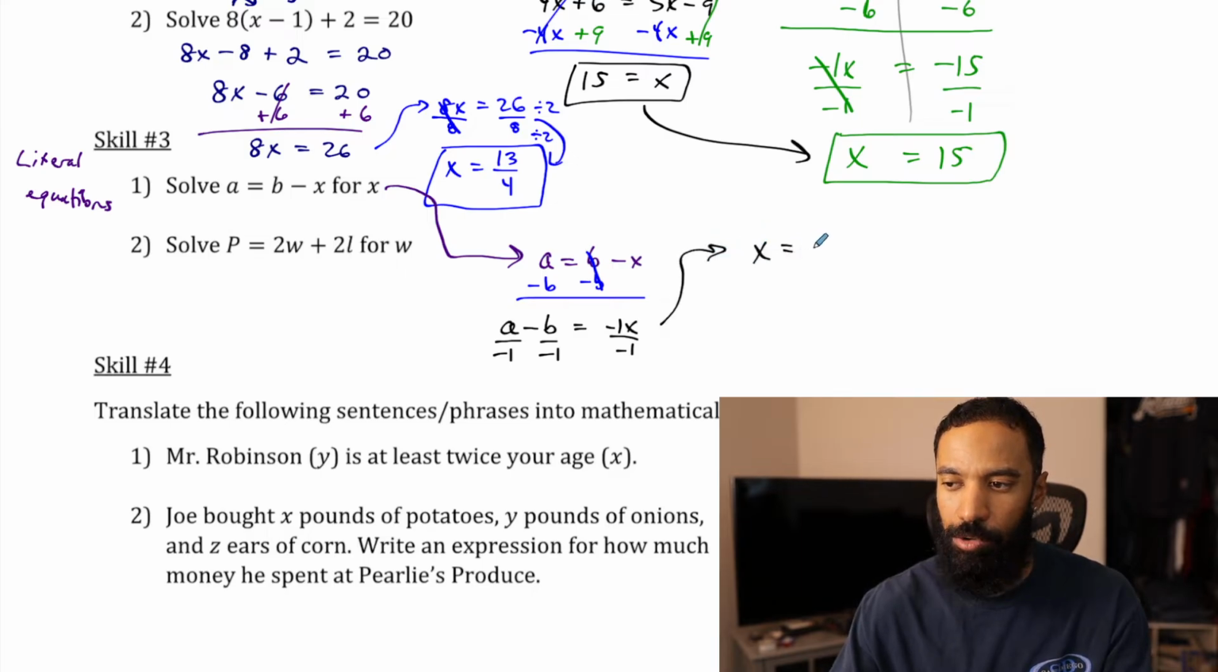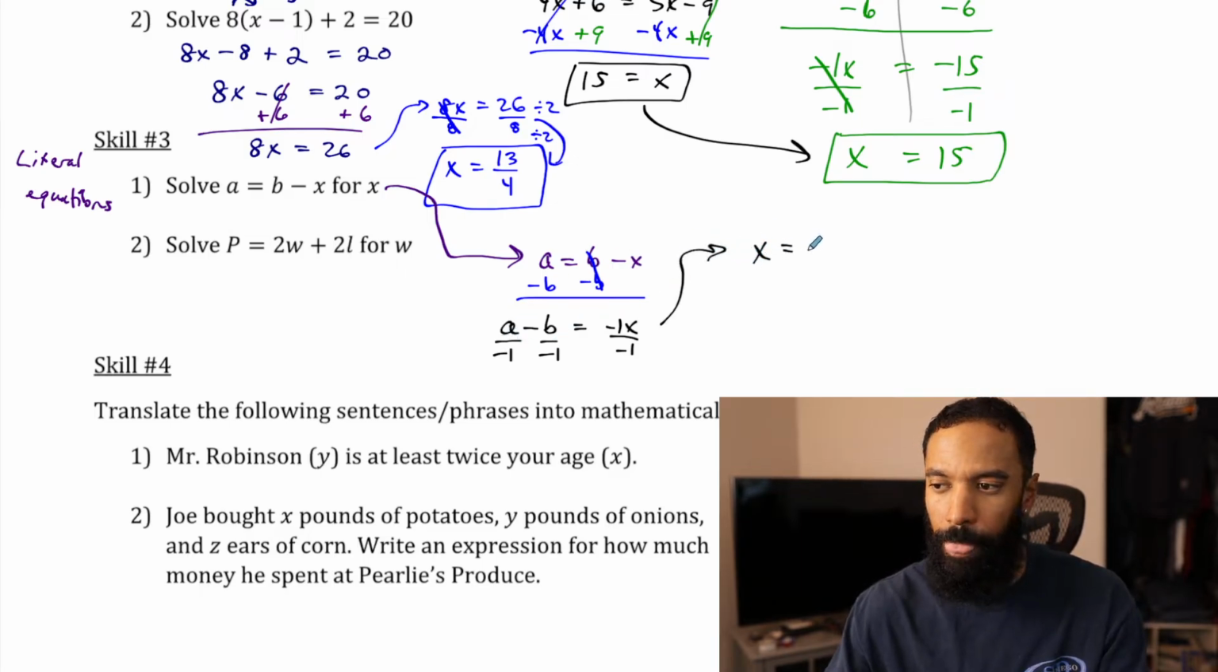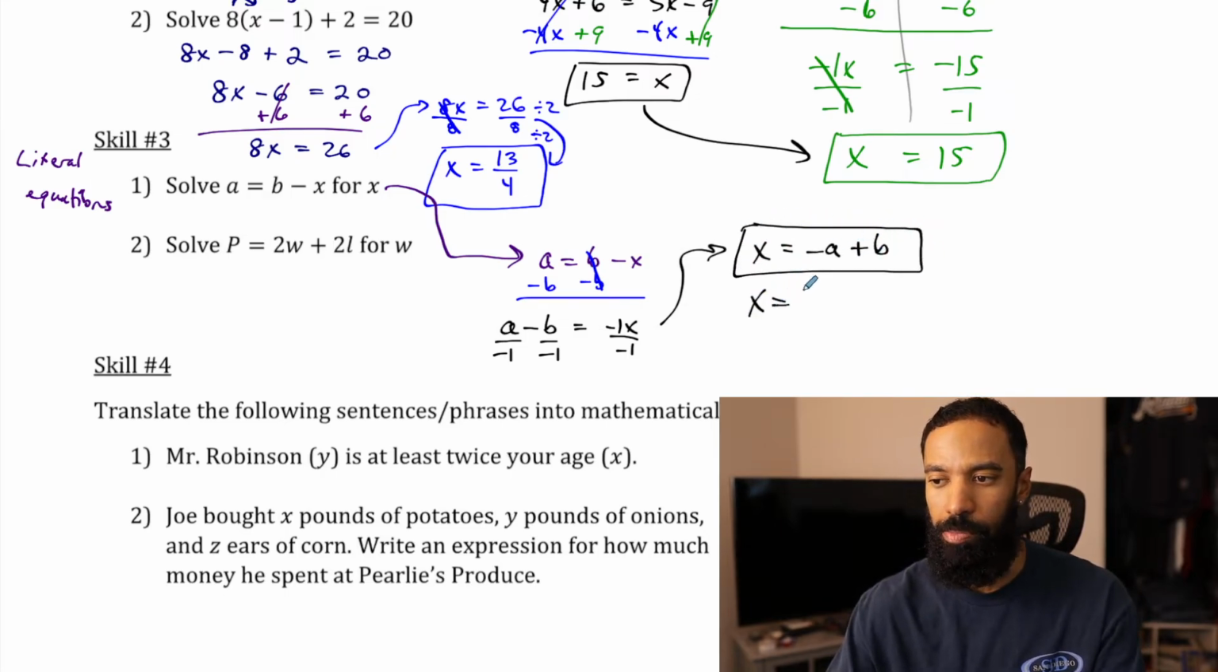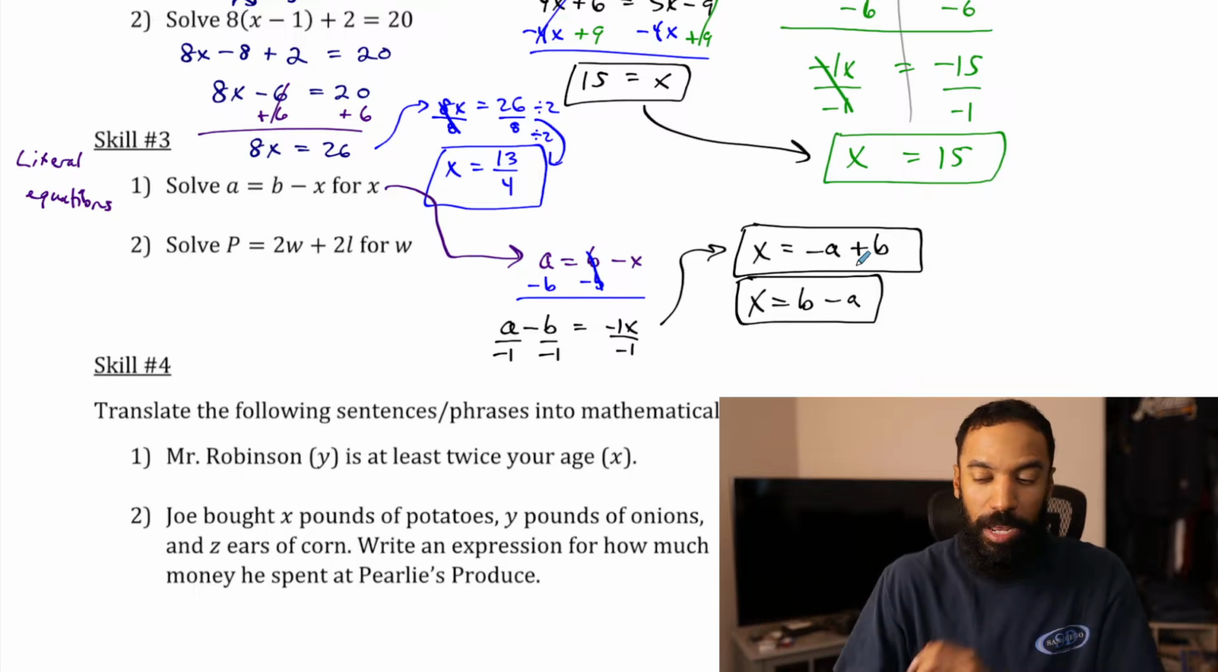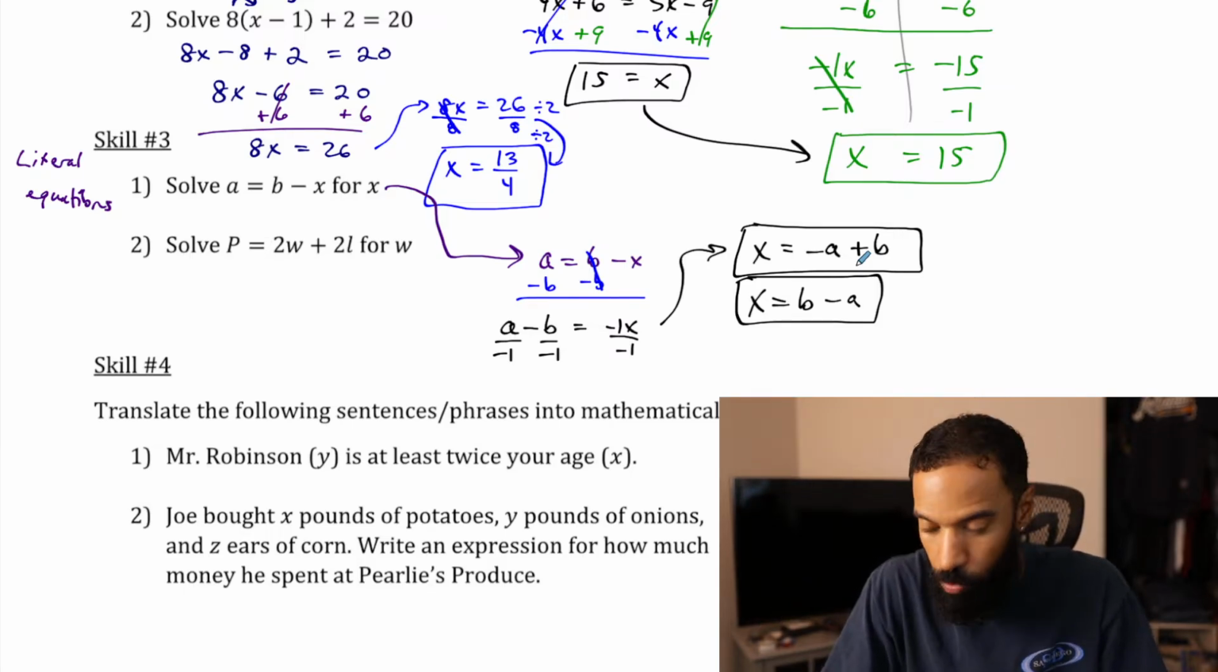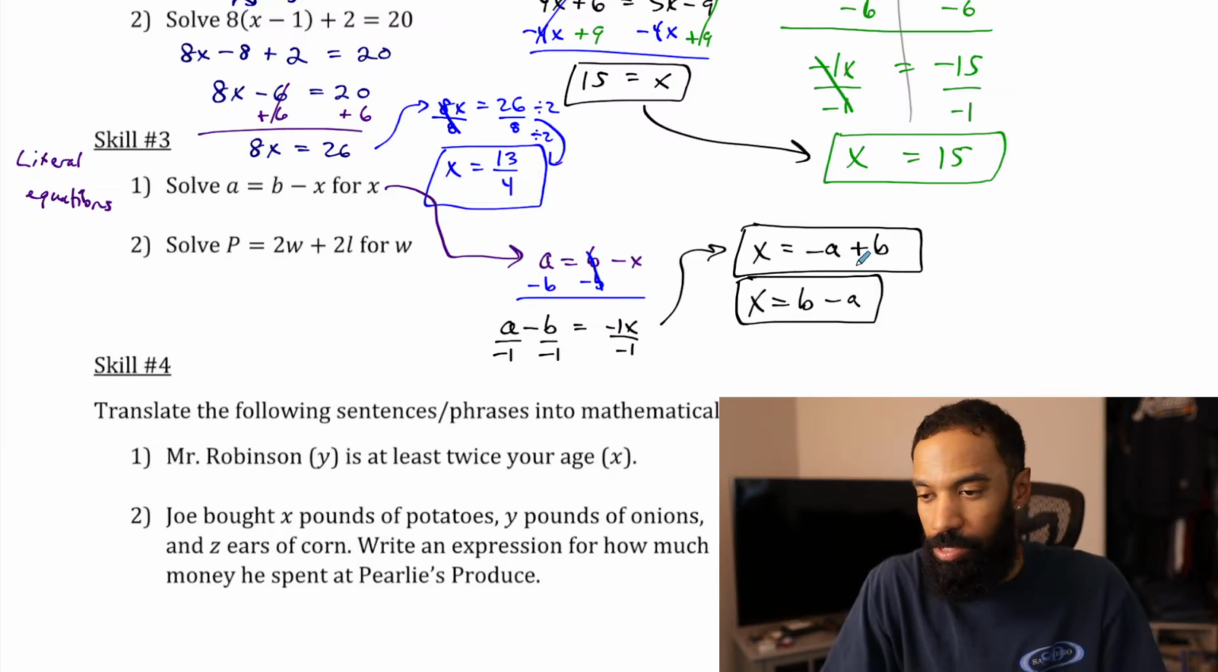So you get x equals, and yes, I'm writing it on the left side here, negative a plus b, changing their signs. That's one way you can write it. You can also write it as b minus a, of course, changing their order. Now, that might have been a confusing problem for you. Maybe not because of the letters, maybe the negative 1. You're like, Mr. Robinson, I was with you until you did the negative 1 thing.